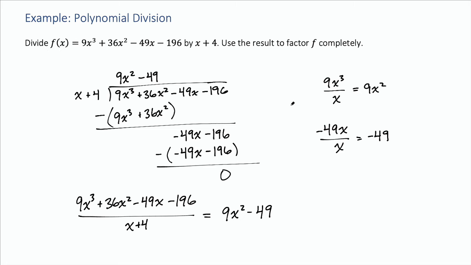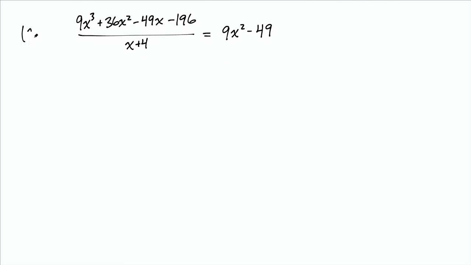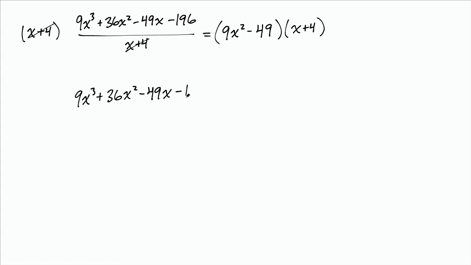So to use this result to factor my function f, this polynomial, we're going to multiply both sides of this equation by x plus 4. And that will cancel it from the left side, so we just have that polynomial left. So the x plus 4 is gone here, and we have that 9x cubed plus 36x squared minus 49x minus 196 is equal to the 9x squared minus 49 times the x plus 4. So now I have a factored form for this polynomial, but it's not quite fully factored.